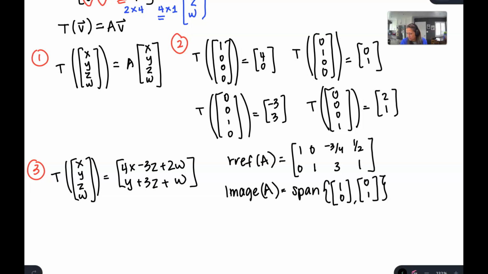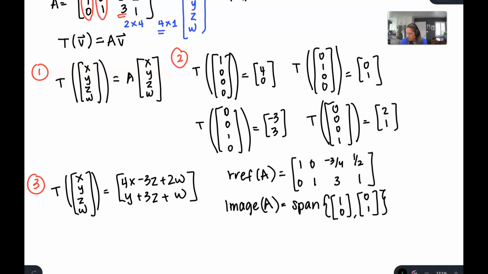And so let's talk about those 2 independent and 2 dependent columns. That should get us to rank and nullity, right? Rank plus nullity is equal to the dimension of our domain. So we're looking at rank plus nullity equaling 4, right? And rank is the dimension of our image, in this case 2. That's our 2 linearly independent columns in our standard matrix.